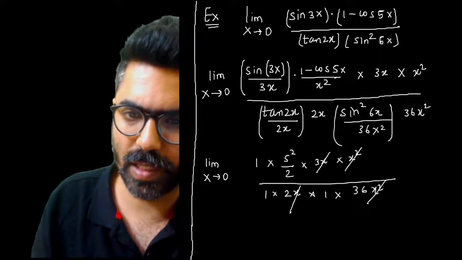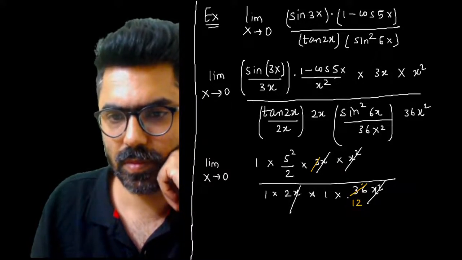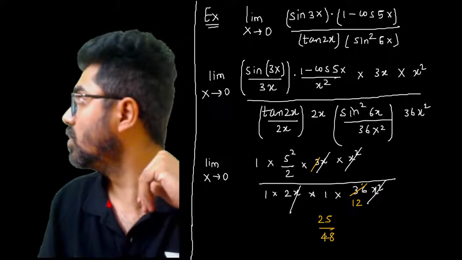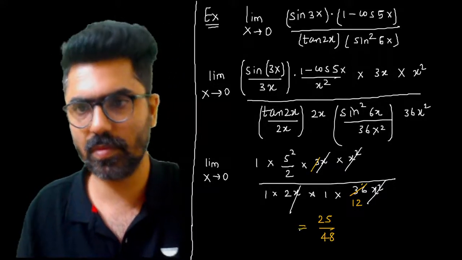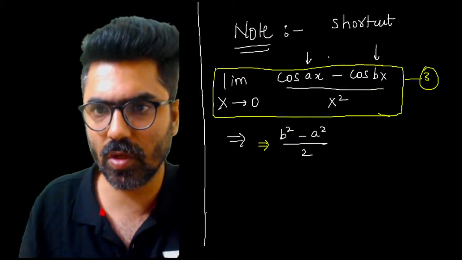So 25 by 2 and this 3. The 3 also gets cancelled, leaving 12. 25 by 48. I think today we have done enough practice on the limits. 2 or 3 shortcuts were also discussed.